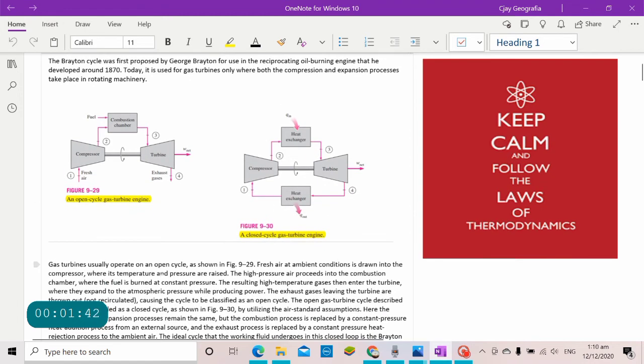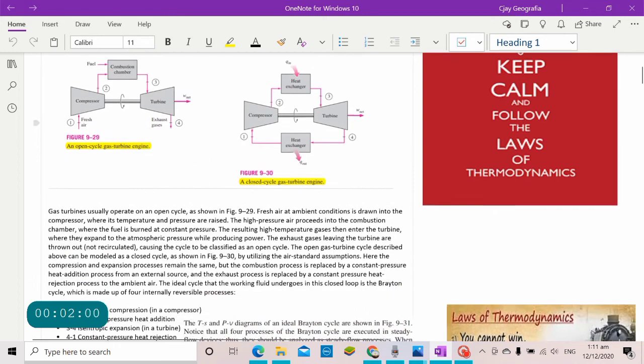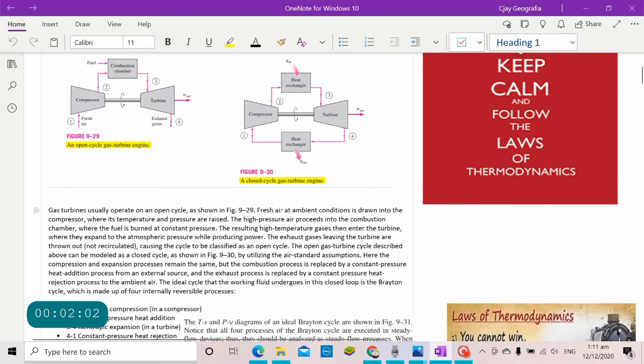So gas turbines usually operate in open cycle as shown in figure 19.1, in the past engines, but indeed in the present, more modern engines use a closed cycle. The Brayton cycle is also useful in a closed cycle turbine engine.